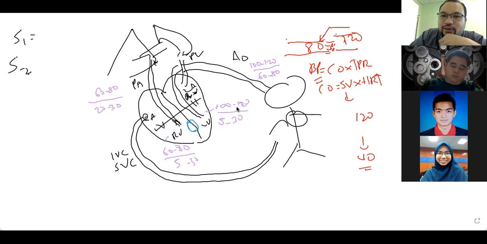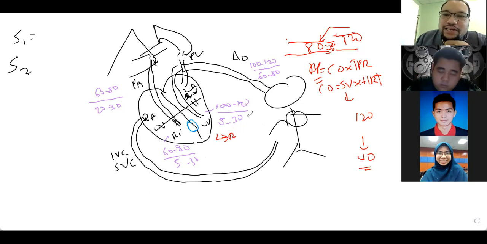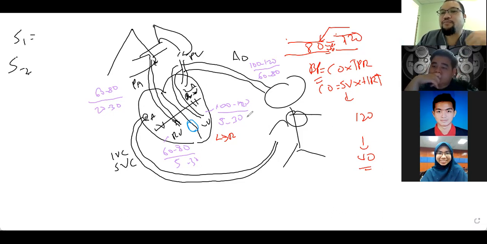Ini 100-120. Ini 60 to 80 systolic. Ada flow tak? Ada flow ada. So, ada left to right shunt. Kan? Masa diastolic ada flow tak? Masa diastolic? Tak ada. Sebab pressure dia lebih kurang sama. So, VSD, murmur dia adalah systolic type of murmur.